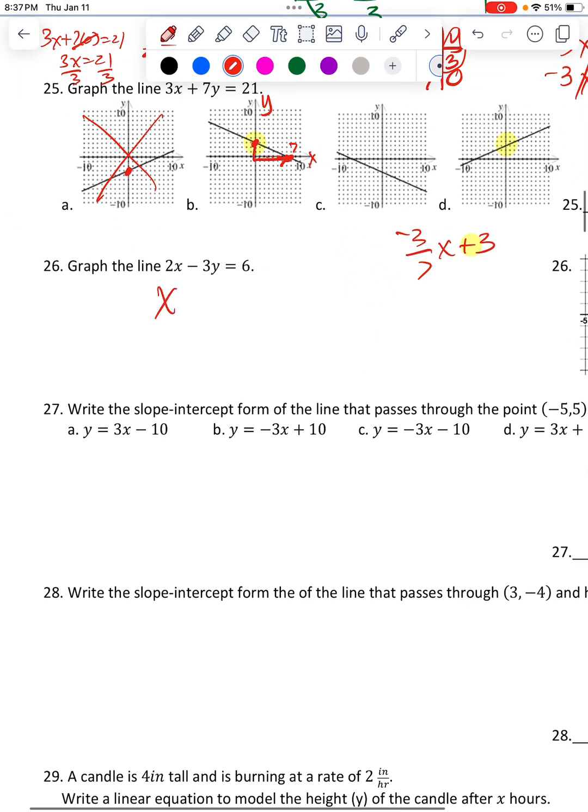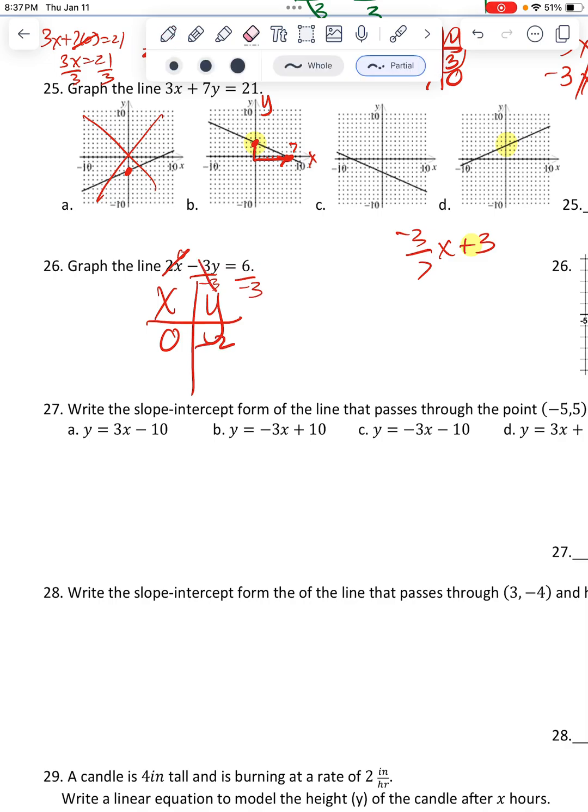I am going to still do the same thing. I'm going to use my intercepts when it's in standard form like that. So put a 0 in for x. We'll cancel this out. Solving this one with the -3 on each side, we'll get a -2.